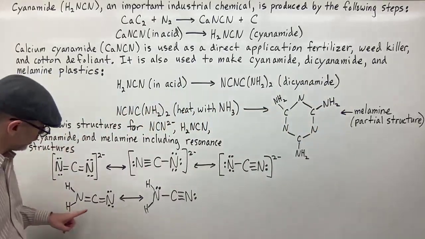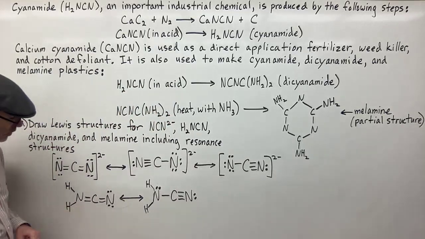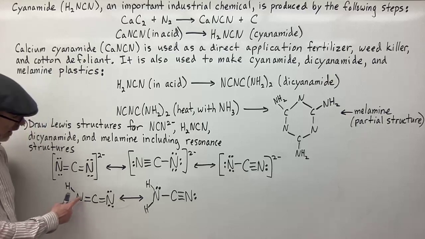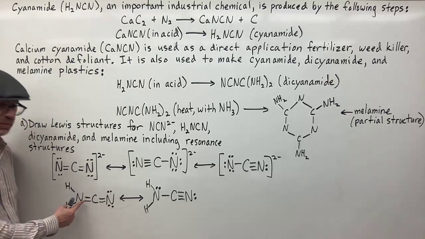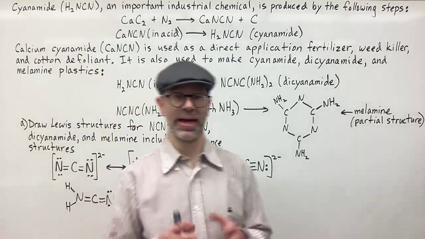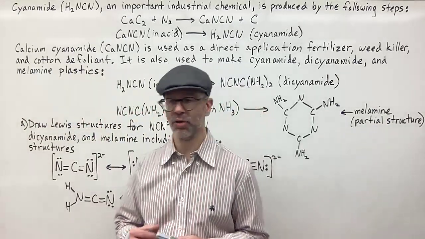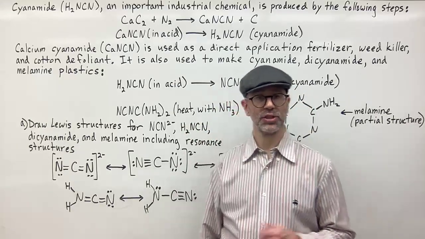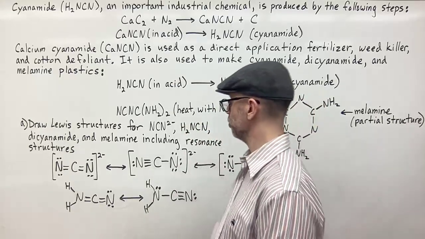I cannot have a triple bond here because again, I have 2 bonds here. And then if I have a triple bond, that's going to give me 5 total bonds. Nitrogen cannot have an expanded octet, so that is not allowed. So these are the only 2 resonance structures for this molecule.